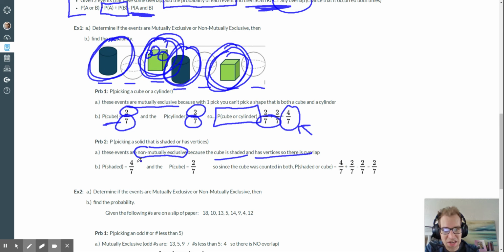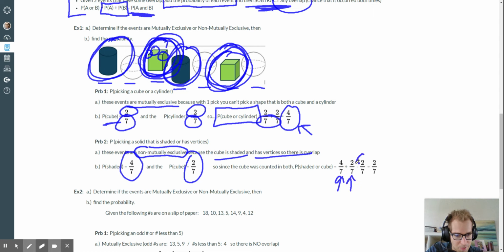So probability of shaded, once again, 4 out of 7 here would be shaded. And then the cube, once again we had the same as above, 2 out of 7 are the cube there. But because we have some that are both shaded and a cube, we have to say, well, how many would that mean? Because there's two of those, right? Because both of the cubes here are shaded and have vertices, those are the two that are overlapping, right? Where it's both of them. Notice here we have our 4 over 7 plus 2 over 7, but notice we subtract away the 2 over 7. So we end up with 2 over 7 again.